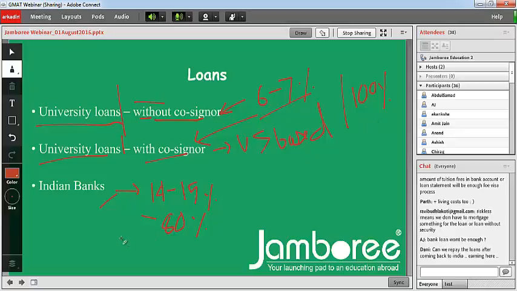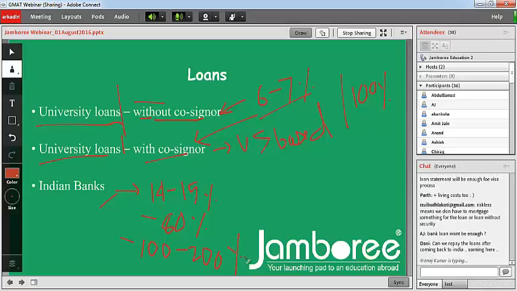And another thing is that here, depending on the bank, you will need 100 to 200% collateral. That means if you are asking for a 30 lakh loan, then you might have to show property or something worth from 30 lakhs to 60 lakhs. So 100 to 200% collateral you have to show. But yes, worst case scenario, you can always take loans from Indian banks.